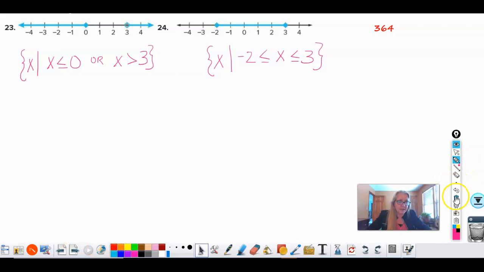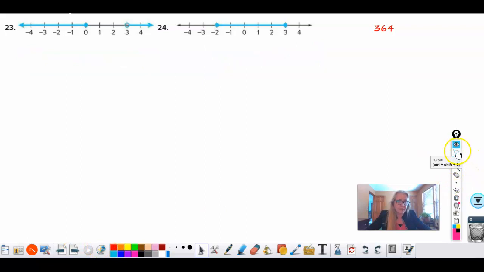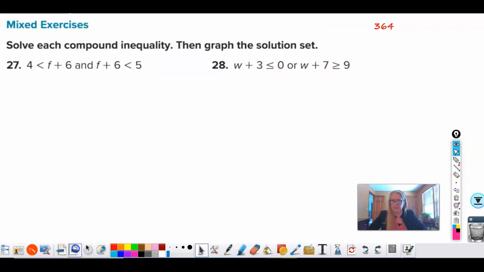Okay. Clear screen. Go to cursor. Turn the page. I'm getting the hang of this.